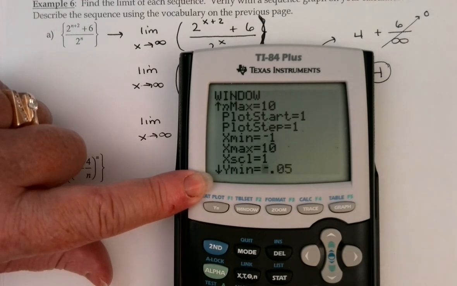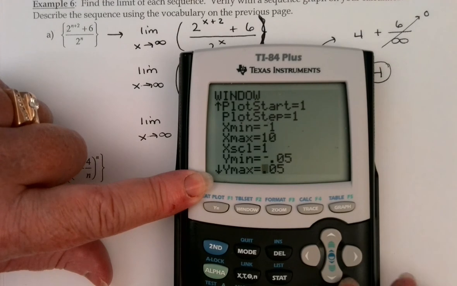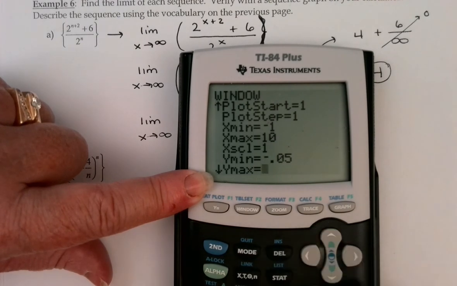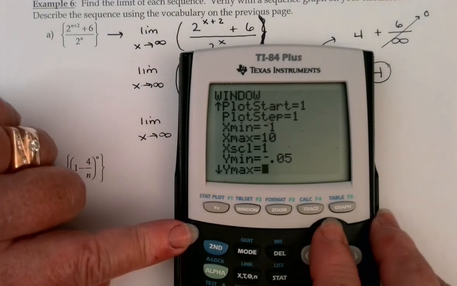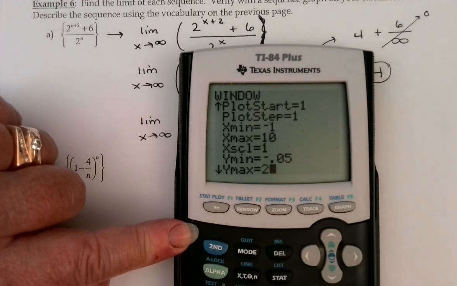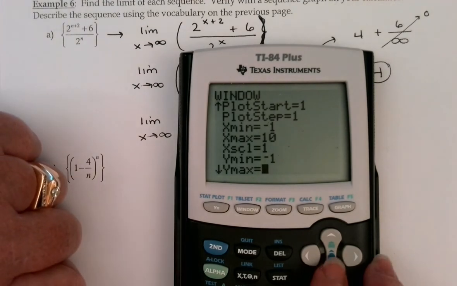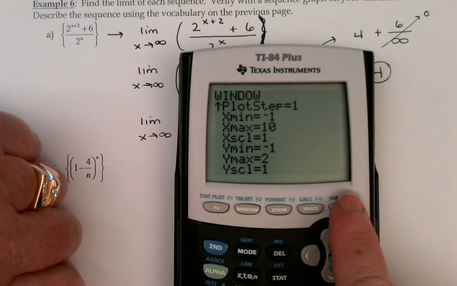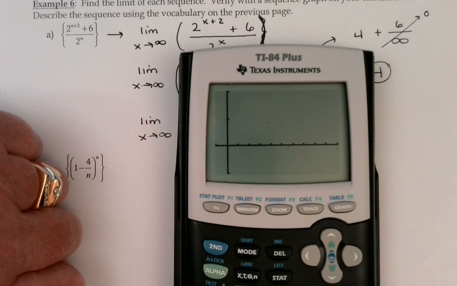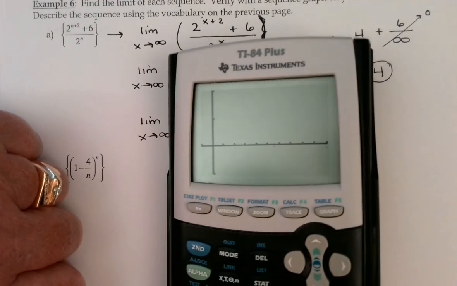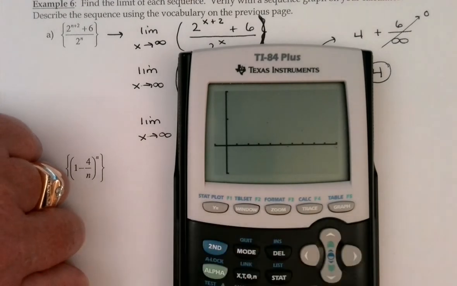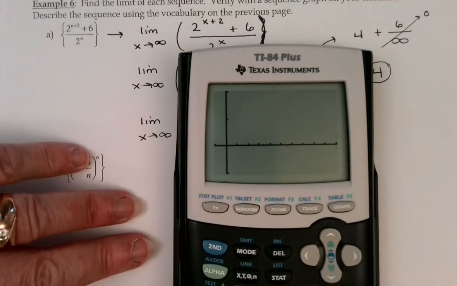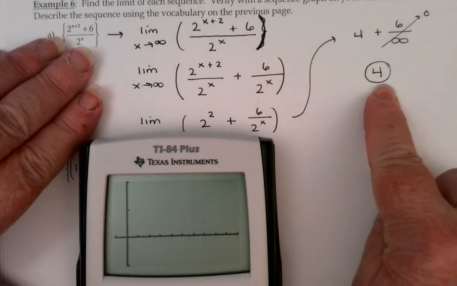And again, the y's are pretty small. Let's go with -1 to 2 with a scale of 1. There we go. And hit graph. All right, why am I not seeing these? Oh, good grief. I'm sorry, my y's were small, but not that small. The limit was going to be 4, right? I should have gone a little bit bigger on the y's.